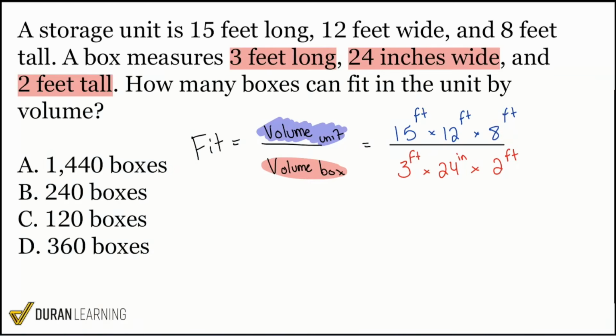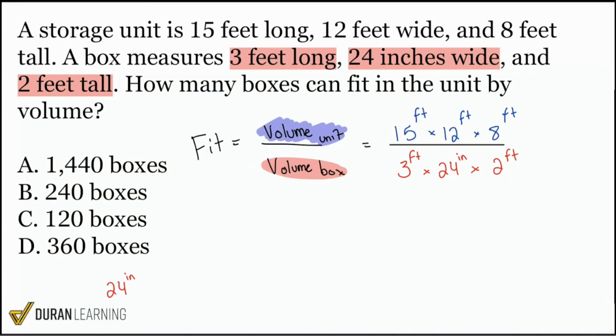Everyone, do we see the elephant in the room? Do we see the massive problem? I hope we do. Notice how we have feet, feet, and feet. Perfect. Then we have feet, inches, and feet. That's a big problem. If we are going to be dividing these volumes, we have got to be dividing the same unit. And so we don't want to convert everything into inches. We want to convert the 24 inches into feet. That's what we are going to do because that's the easiest way to proceed.